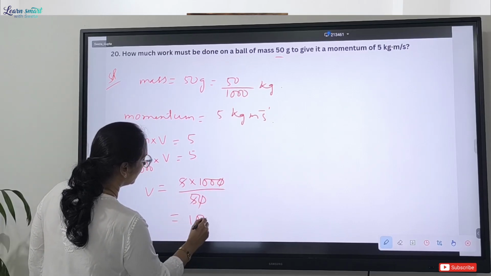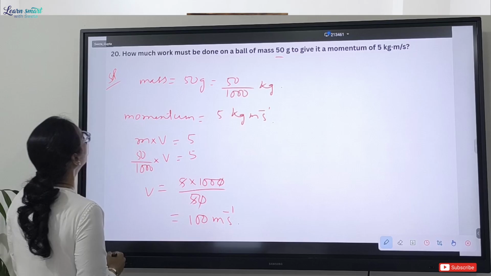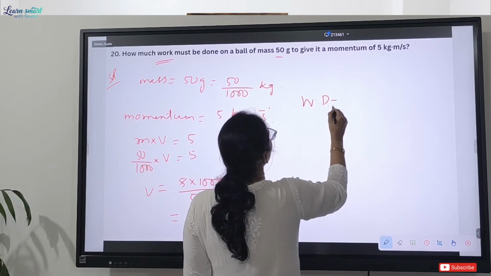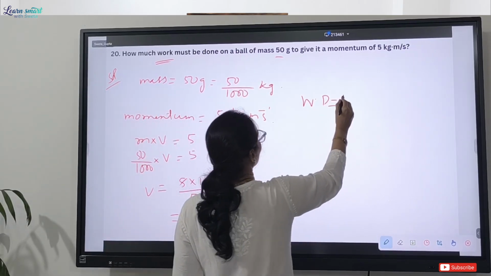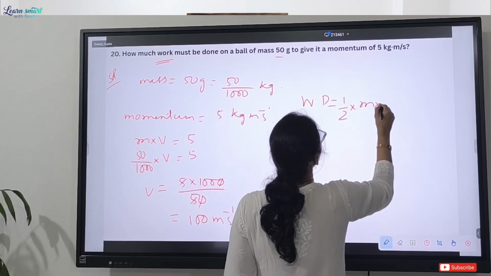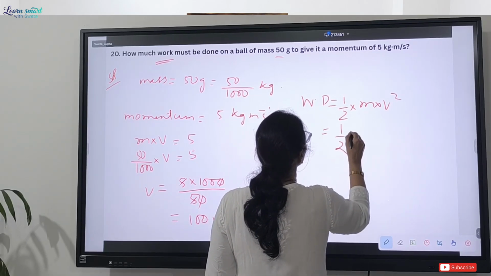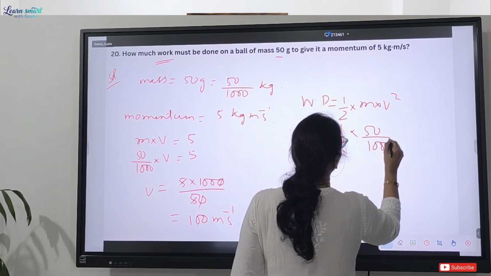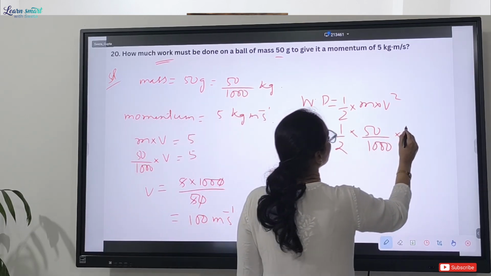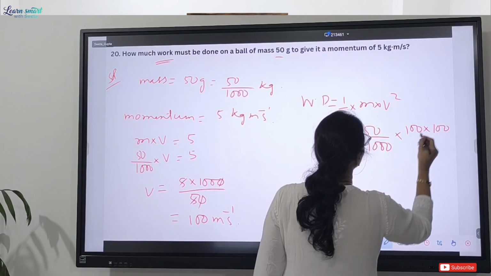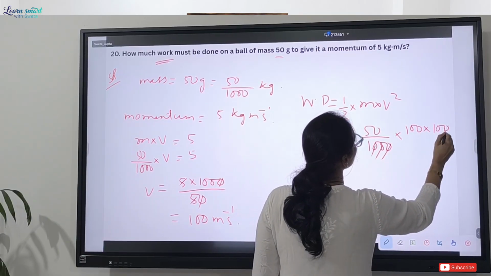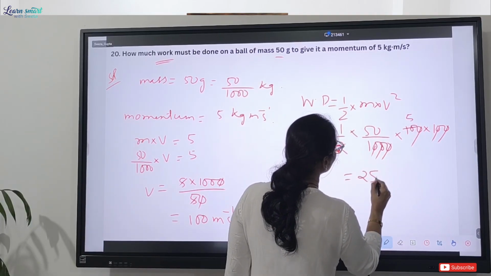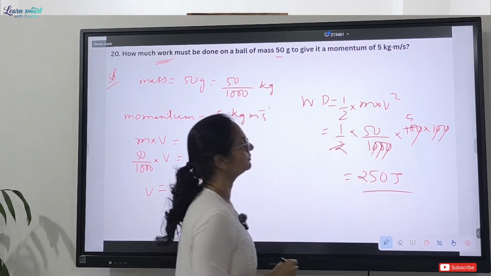So velocity is coming 100 meters per second. Now we can calculate the work done. Work done will be equal to the kinetic energy, so half mv square. Half into m into v square. Half into m, m is 50 by 1000, and velocity we calculated 100, so into 100 into 100. Let's solve it. 1, 2, 3 zeros, 1, 2, 3 zeros. 2, 5, 10. So 250 joules, and this is the work done.